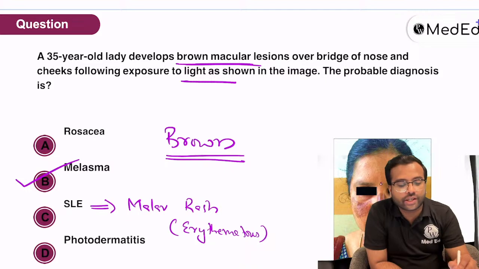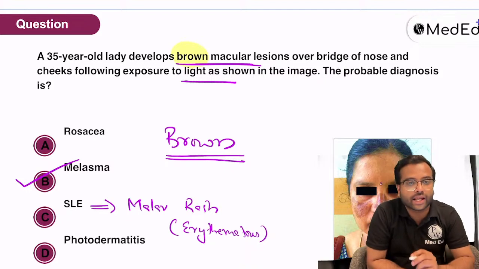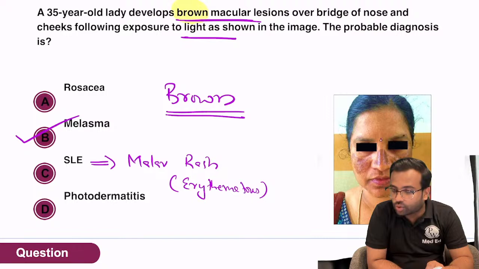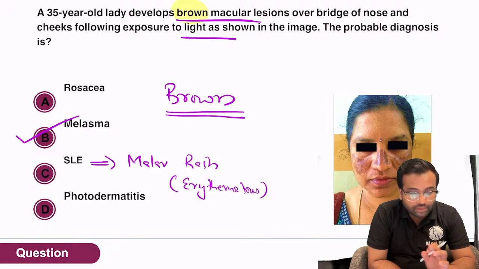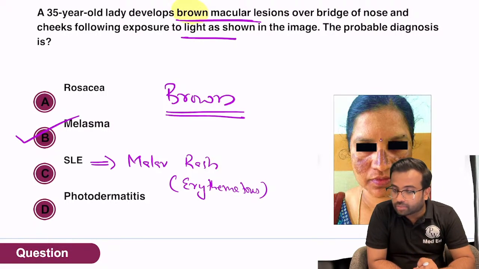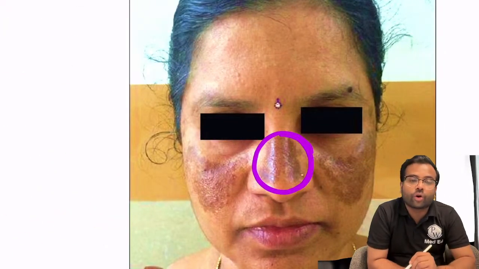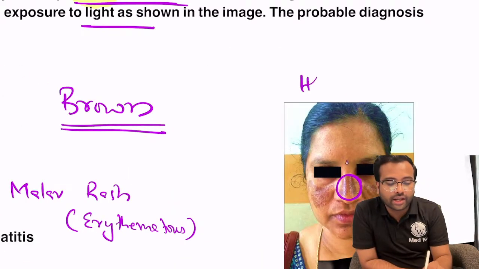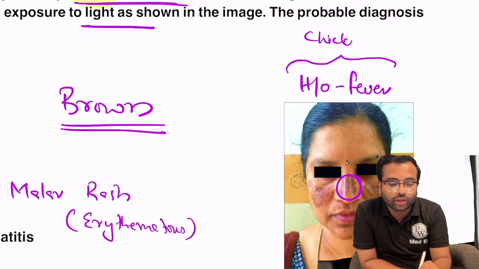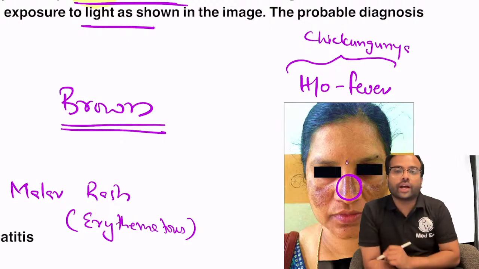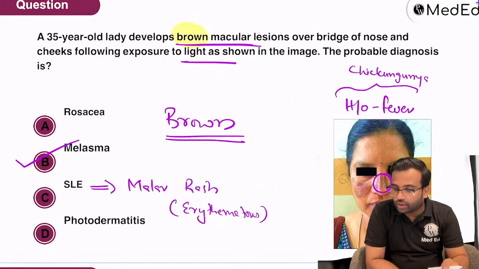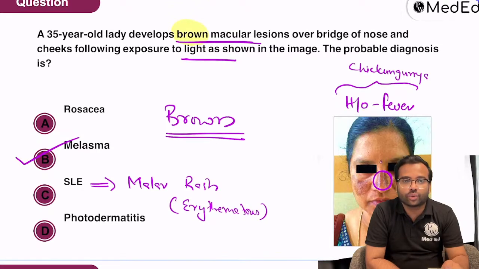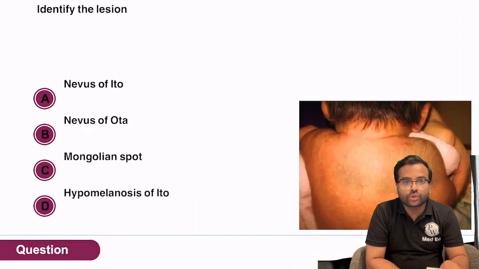But here the catch is brown. Brown means the answer is melasma. Red means the answer could have been SLE. And Dr. Dharmesh, very good. If you find lesions only over the tip of the nose or over the nose without the cheek involvement, especially if the question says there is a history of fever, then you can think about chikungunya. Clear? Very good. And this sign is called the chik sign in chikungunya. Excellent. So now let's go to the next question.